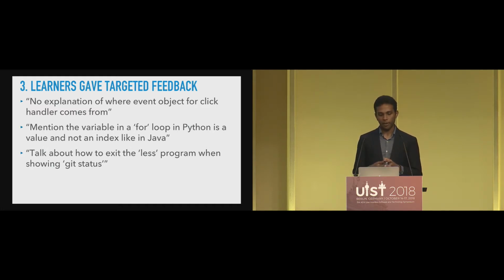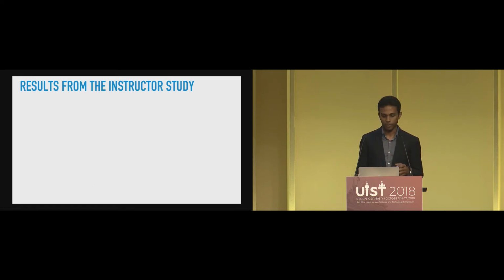So for example, one of the learners mentioned that the tutorial ought to mention that the variable in a Python for loop is the value in the loop and not the index, like in Java.